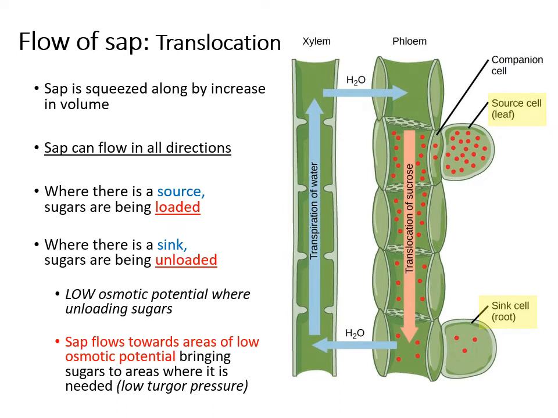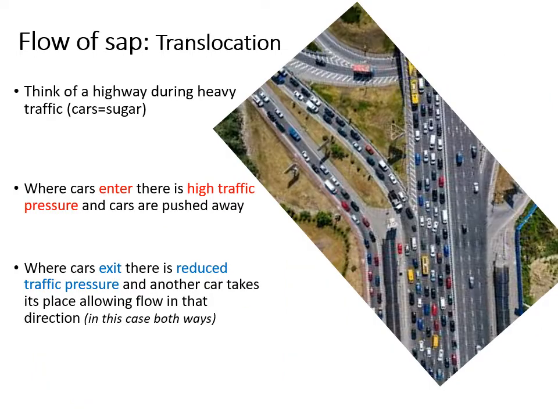And then lastly, I want to highlight that the sap flows towards areas of need based on an osmotic potential. So here's where it gets pretty interesting. Let me move to an analogy. I like to use the analogy of a highway. If you've ever been stuck on a highway, you understand what I'm talking about. It's not fun. Cars are all sitting there and no one can move until another car moves, right?